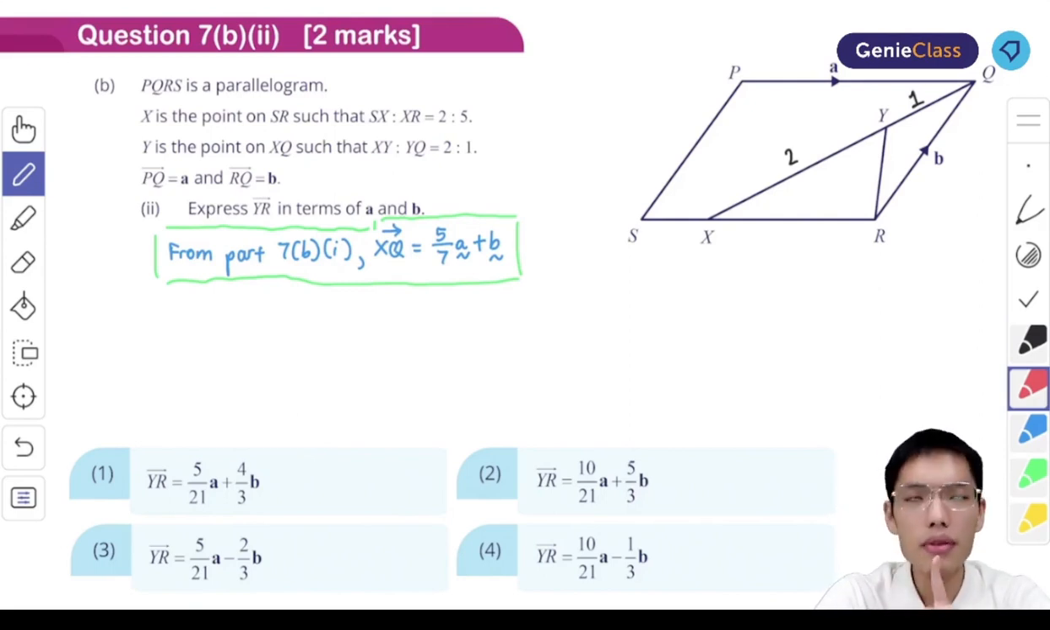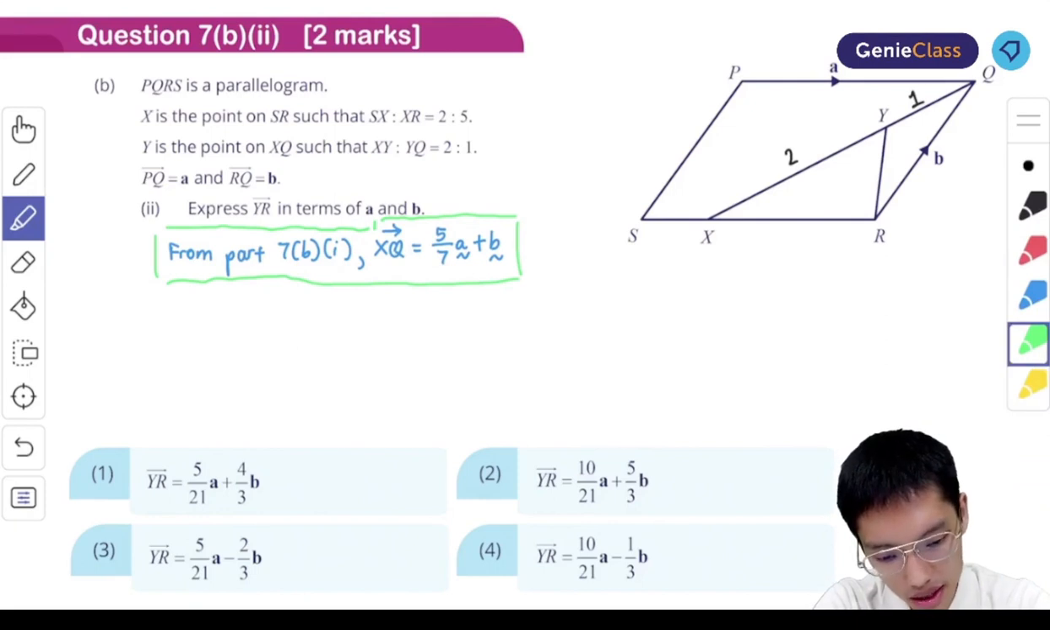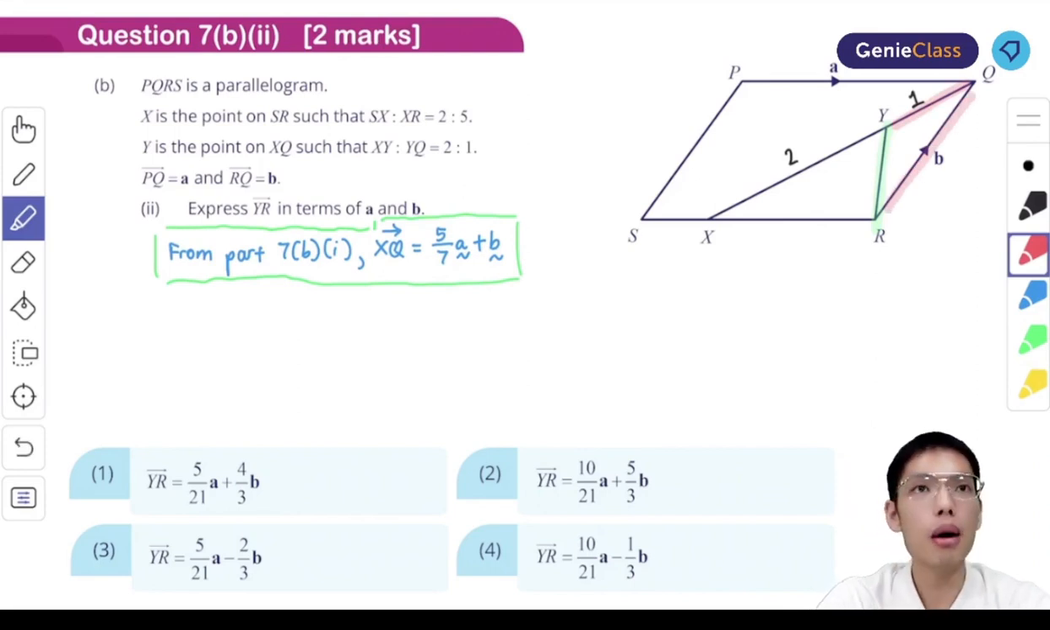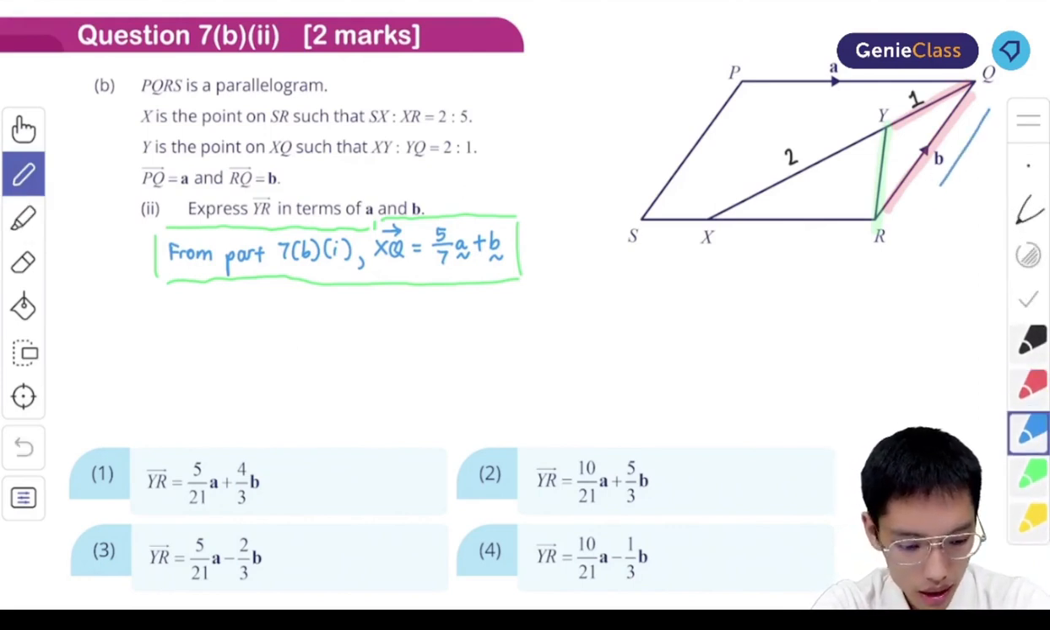Take note, what are we finding? Finding YR, right? So this is the vector we are finding, and the direction it goes is YQ plus QR. But we are given RQ. So take note, we have to know that my other vector is going the other direction and henceforth minus B.